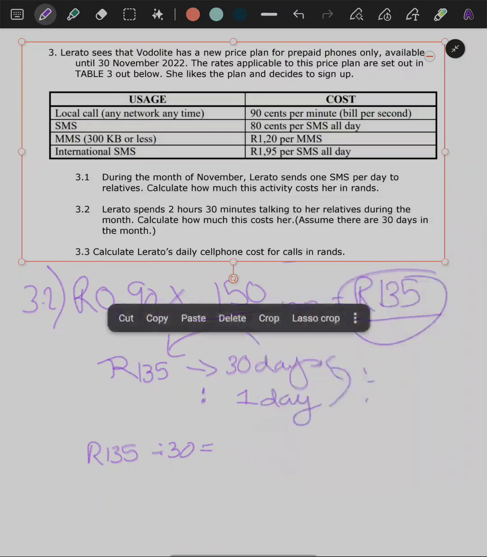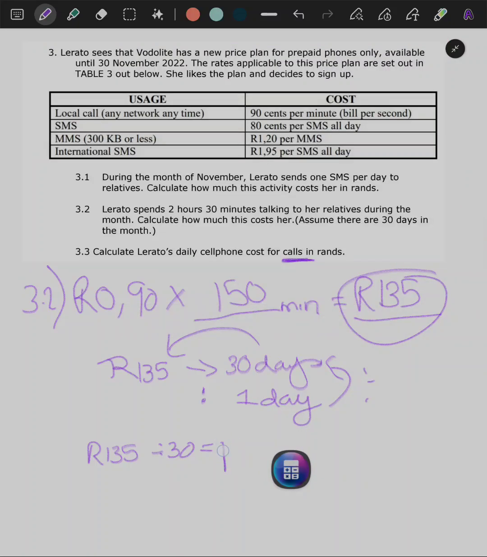Okay. So, 4.50 per day. Right, that was question 3. Let's move on to question 4.